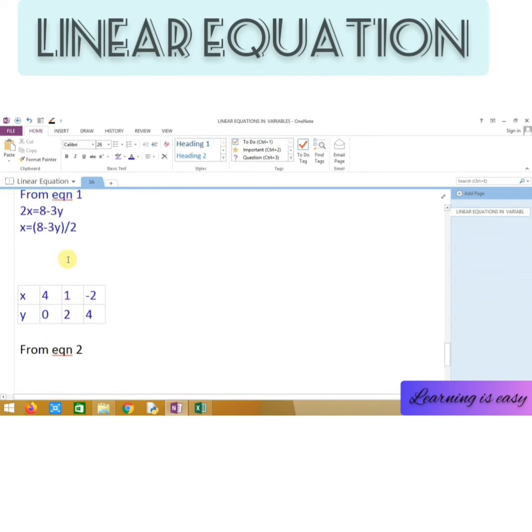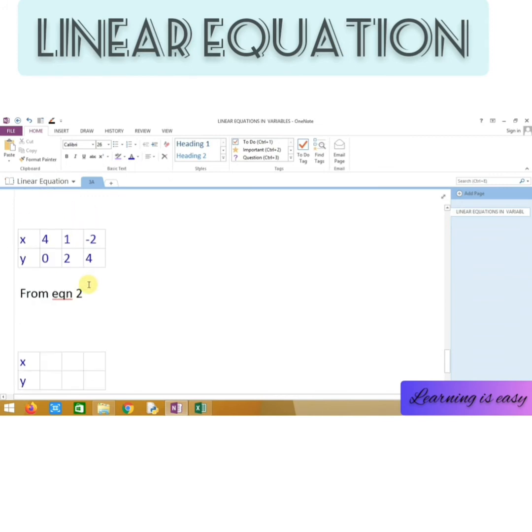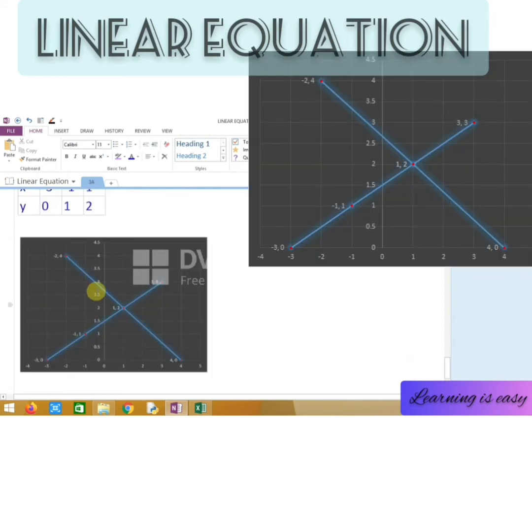From equation 2, it's not always necessary to get the value of x. We can even get the value of y if needed. x equal to 2y minus 3. So by assigning different values for y, we get the value of respective x. When y is 0, x is going to be minus 3. When y is 1, x is going to be minus 1. When y is 2, x is 1. 4 minus 3 is 1.